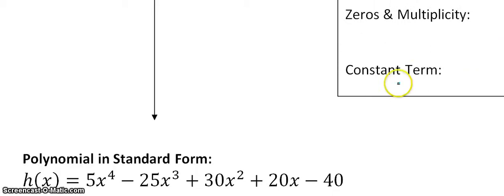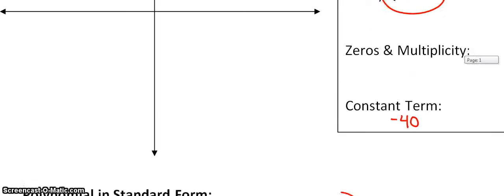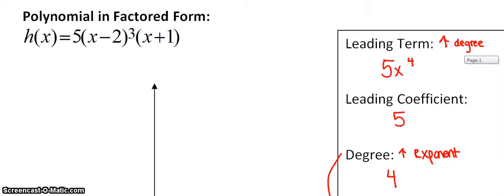The constant term is probably the easiest one. The constant term is just the one that has x to the 0 power, which, remember, anything to the 0 is just 1, so that's why it's not written there. So the constant term is the one without a variable, which is just negative 40 in this case. And the zeros and multiplicity.